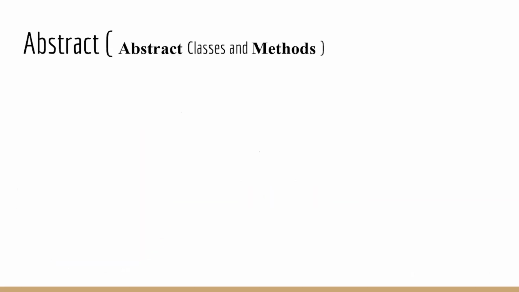Let's understand the abstract class. The abstract keyword is used for either a class or a method. For an abstract method, there is no separate keyword. If you are not defining the body of that method, it will be considered an abstract method.